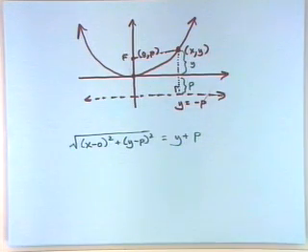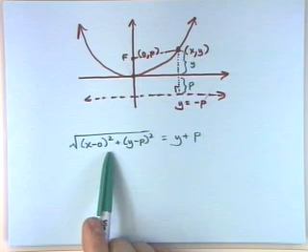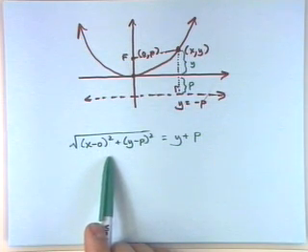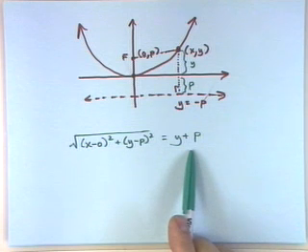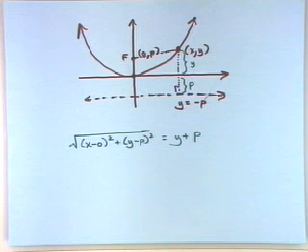So that ought to be our equation. That's the distance from (x, y) to (0, p). That ought to be equal to the distance from (x, y) to the line y equals negative p. So if we take that equation and massage it a little bit, we ought to come up with the general equation of a parabola.